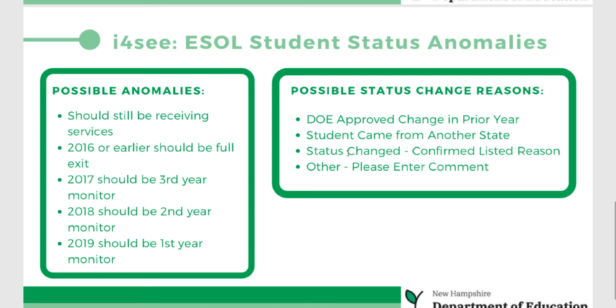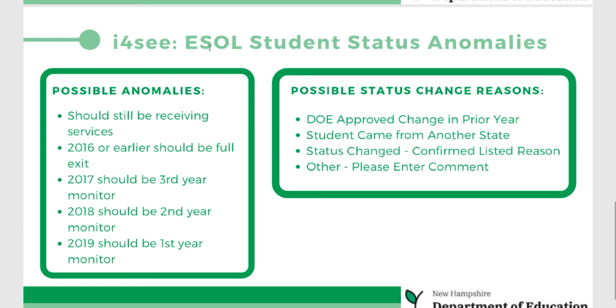Or you may decide that the message we have, such as should be third-year monitoring, was right. In which case, you'll change the student status, and you'll confirm that the student status was changed. If these aren't clear, or there's some other scenario, you can always tell us that the reason the status is the way it is is for some other reason, and then you can enter some comments to describe it.